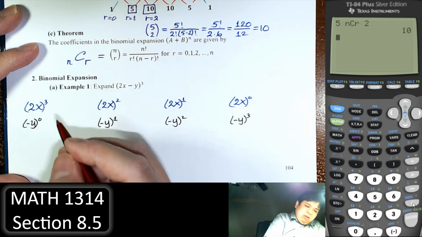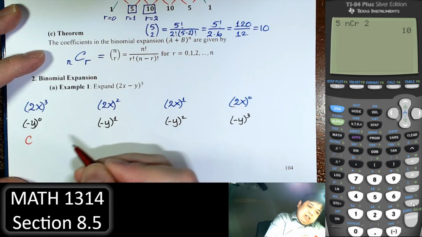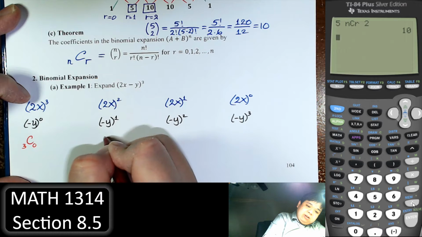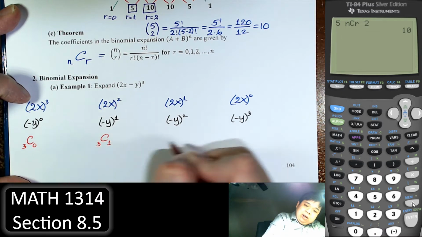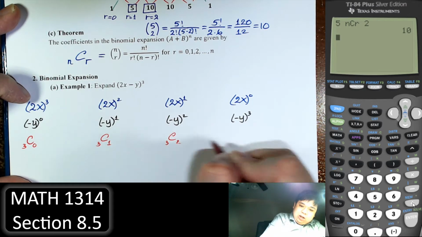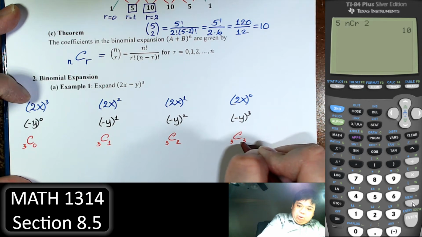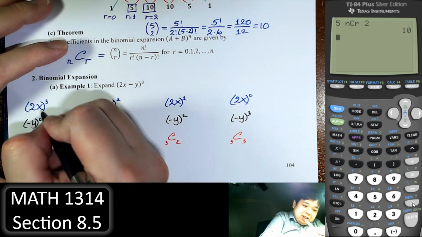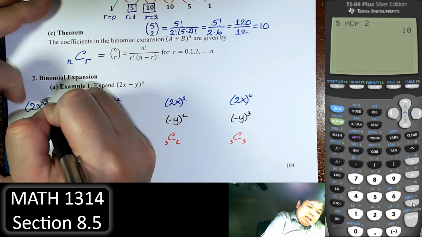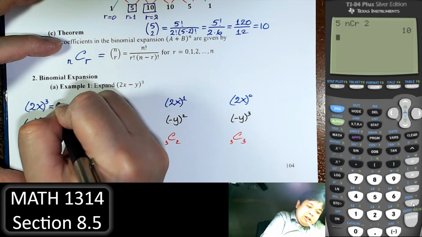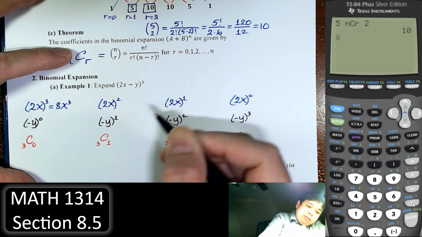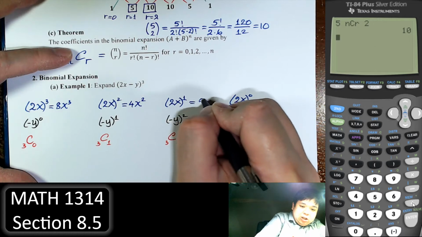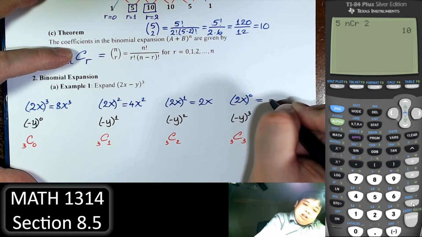Let's just use this form instead. There are 3 of them, right? We count from 0, 1, 2, and 3. Right? And the rest is easy. Just write out 2x to the third power, 8x cubed, 4x squared, 2x, anything to the 0 power is 1.